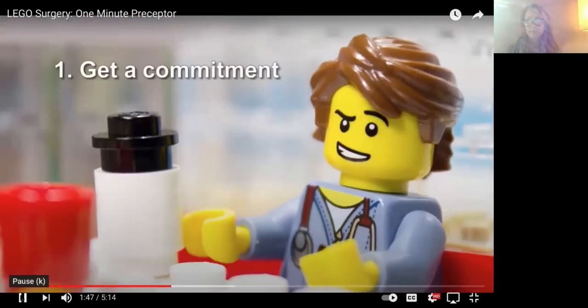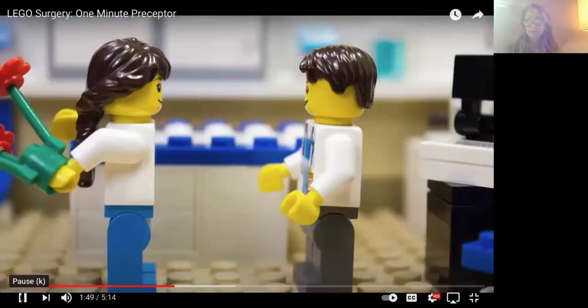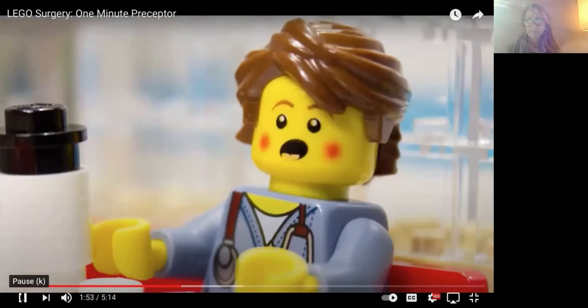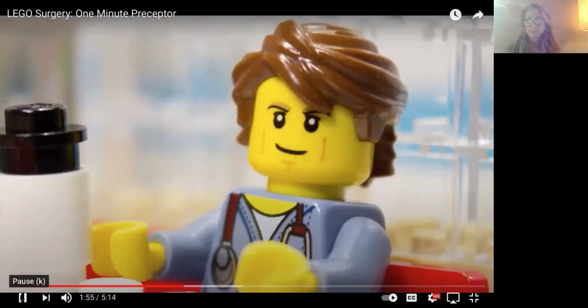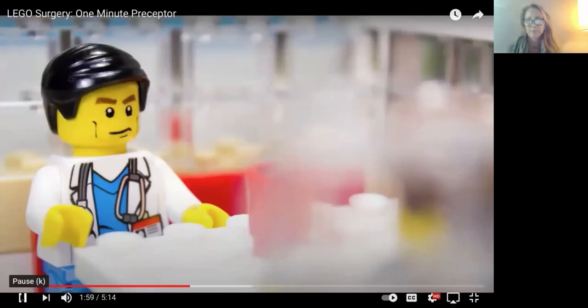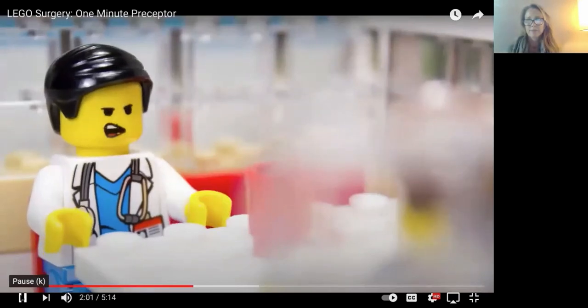Step 1 is get a commitment. Whoa. Boundaries. I'm pretty sure we're not allowed to do that with the students anymore. Oh, no, not that sort of commitment. You just need them to commit to a diagnosis. You just ask them straight up? Okay, so what's the diagnosis?